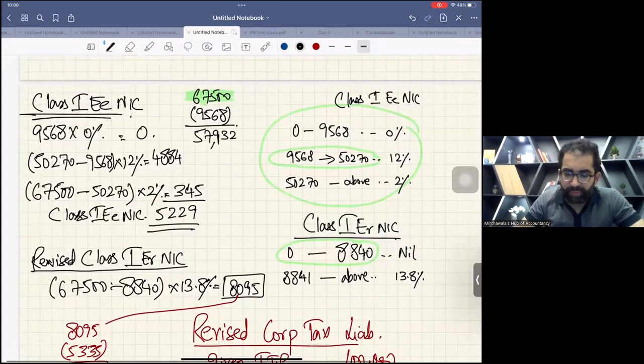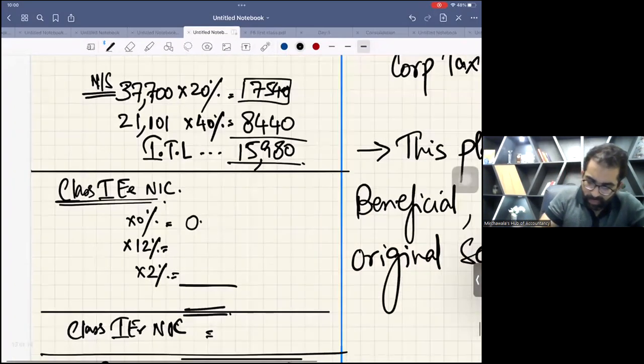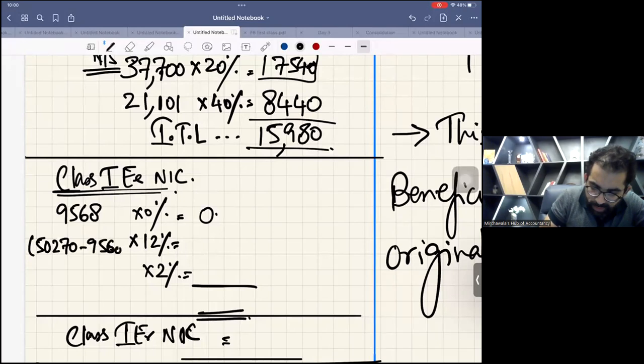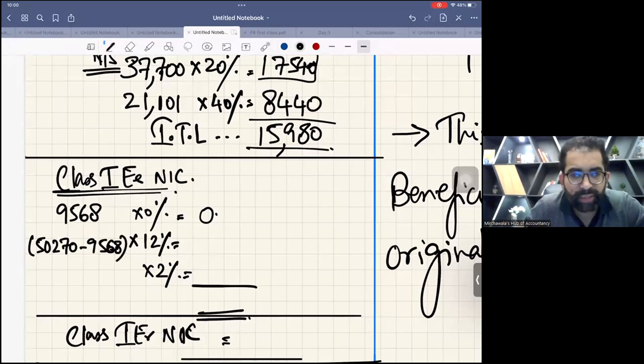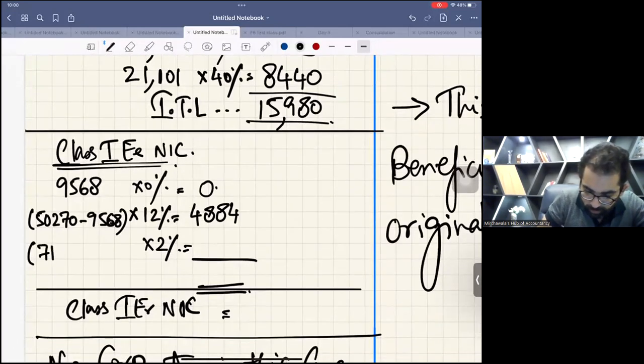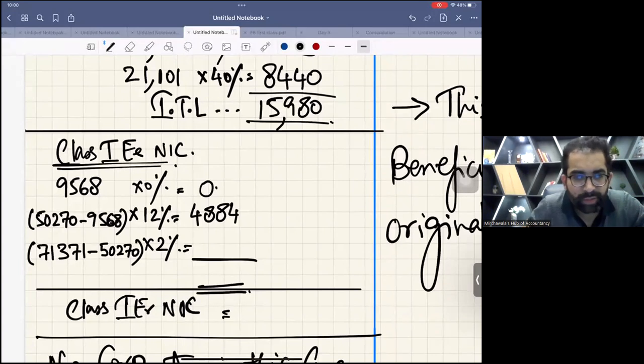See, these are the rates: 9568, 9568 and 50270. For the first 9568 at 0%, then you have 50270 minus 9568. Tell me, what is the amount of the second band? 50270 minus 9568 is 4884. And now the last band. How much was the salary? 71371 minus 50270 times 2%. How much? What is the total NIC?